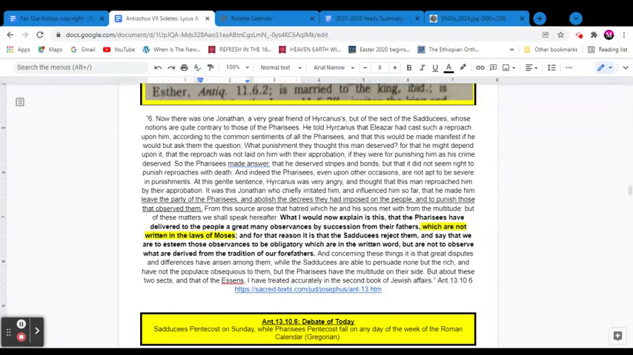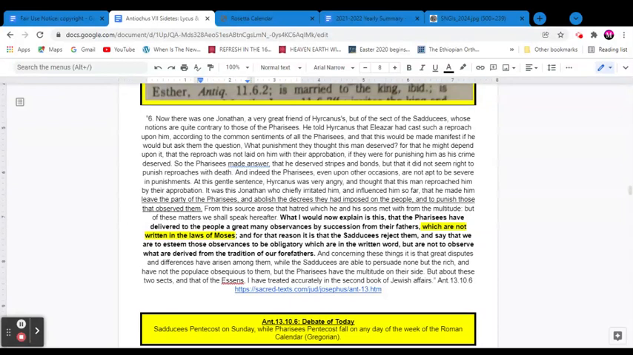Okay? So the Sadducees reject the Pharisees and say that we are to esteem those observances to be obligatory which are in the written word, but are not to observe what are derived from the traditions of our forefathers. And concerning these things, great disputes and differences have arisen among them, while the Sadducees are able to persuade none but the rich, and have not the populace obsequious to them. So the Sadducees had the rich following them, but the Pharisees had the multitude on their side.